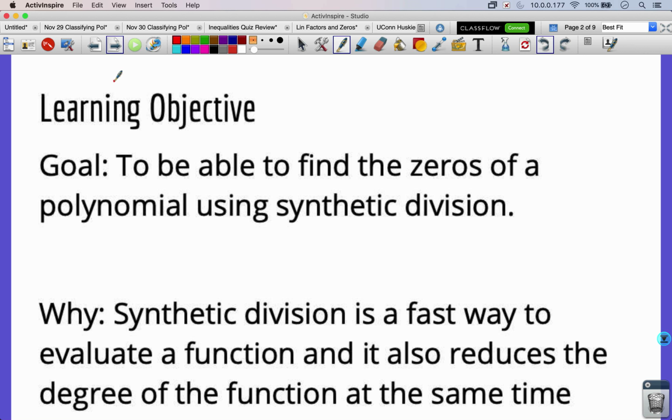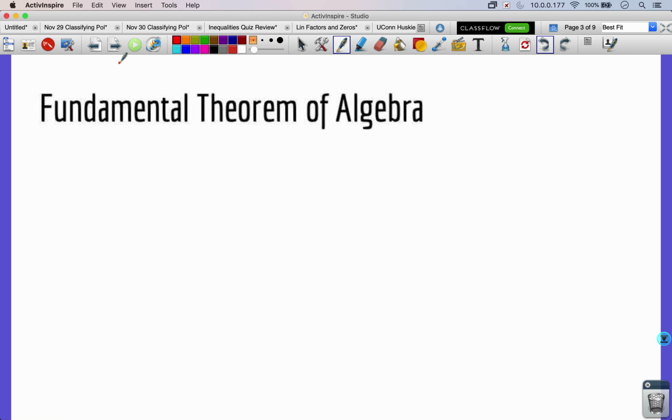Why synthetic division? Well, synthetic division is a fast way to evaluate a function, but you get this added bonus that if you find a zero, the bottom row of the synthetic division is going to give you the new coefficients for a simplified or kind of shrunken polynomial. It will take a cubic down to a quadratic. It'll take a quartic down to a cubic, and so on. It will always reduce the degree of your polynomial by 1.